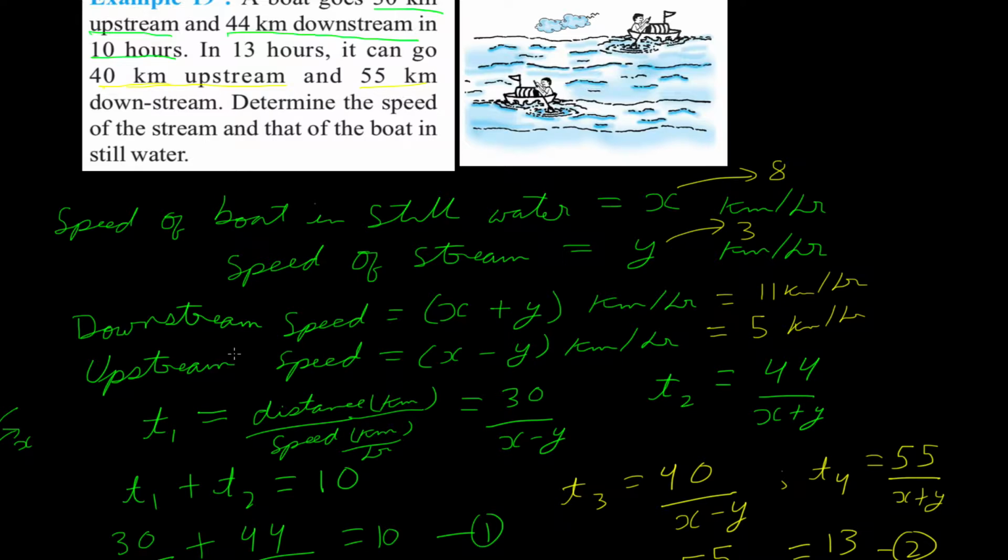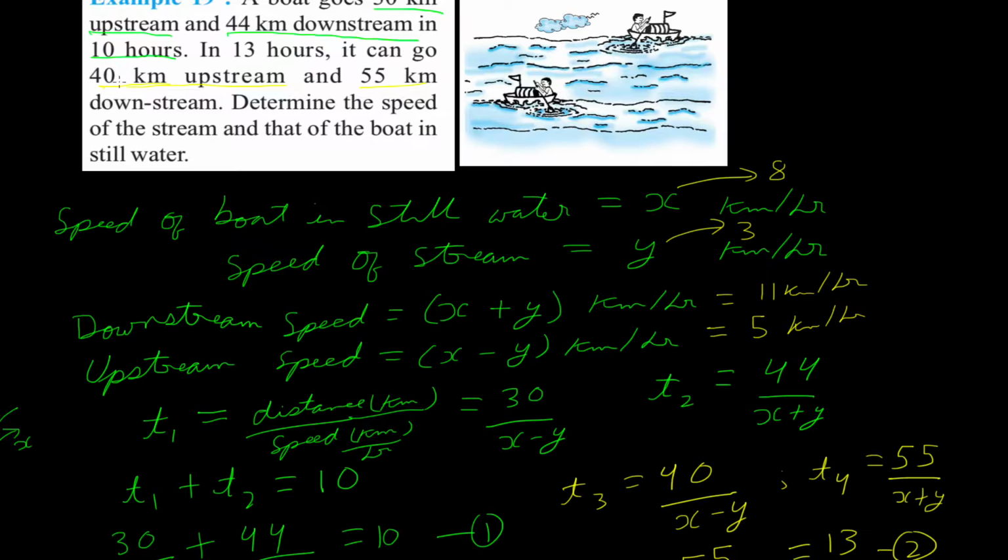Now, the second thing that we have here is, in the first situation it is 30 kilometer upstream. So how much time will it take to go 30 kilometer upstream? So it will be distance divided by speed. So we have distance 30 kilometer to travel and the speed is x minus y. So the time for upstream will be 30 by x minus y. Similarly, for 44 kilometer downstream, we have 44 kilometer to travel. The speed downstream is x plus y. So the downstream speed will be 44 by x plus y. So the total time for this first part will be 30 divided by x minus y plus 44 divided by x plus y. That will be equal to 10. So this was our equation 1.